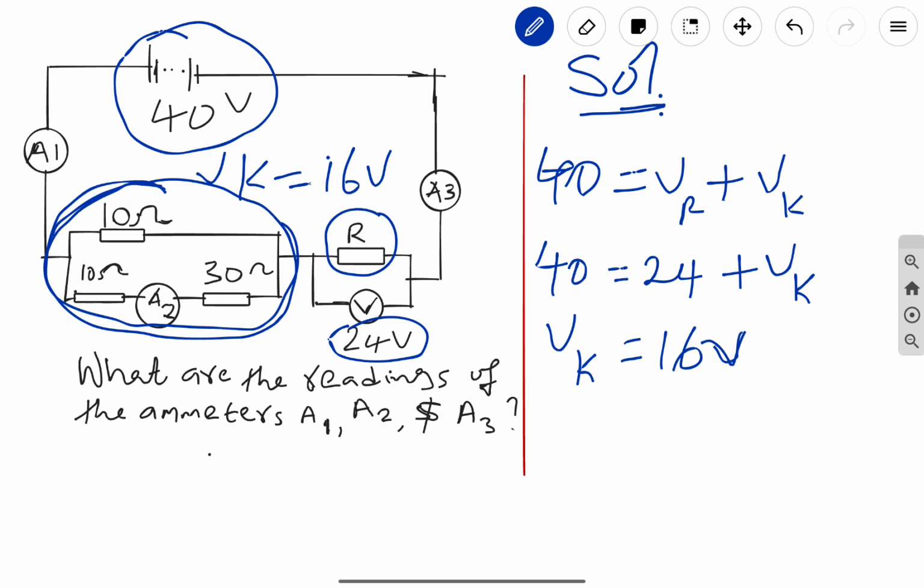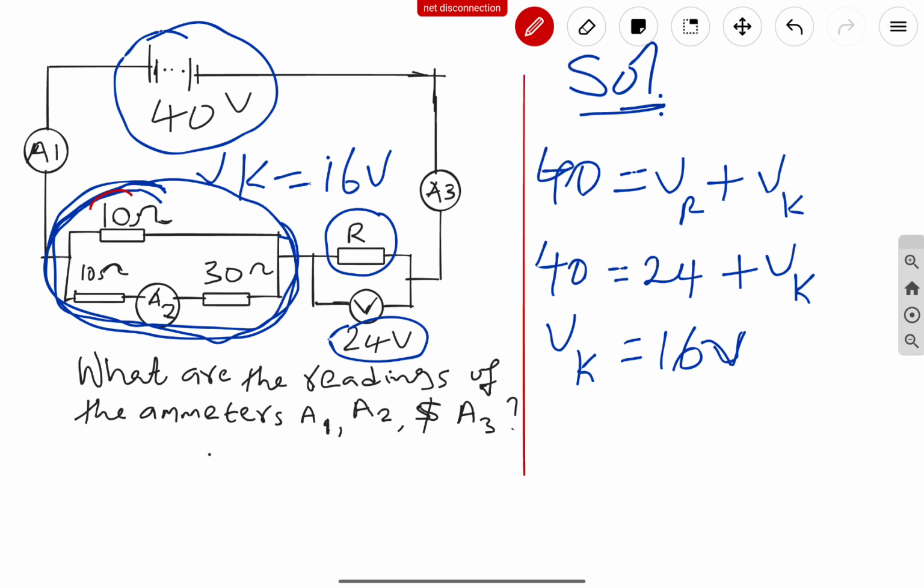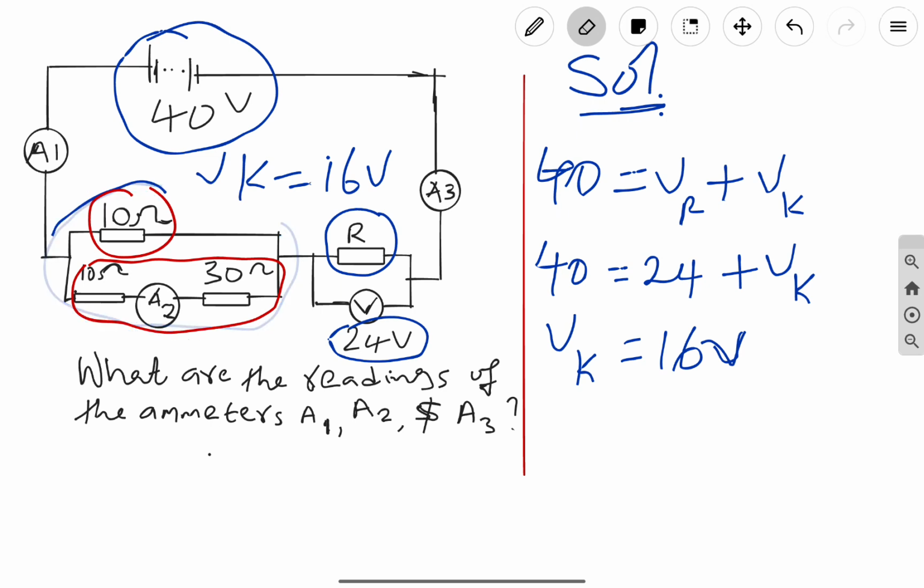Now the next thing we are going to do: remember this region here has the following resistors connected. I have this 10 ohm resistor connected here, and then this 10 ohm and this 30 ohm resistor connected here. You see how the circuit is connected. This 10 ohm resistor is connected in parallel with this other 10 ohm and this other 30 ohm.